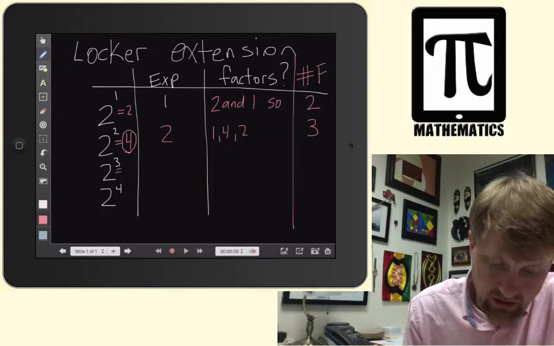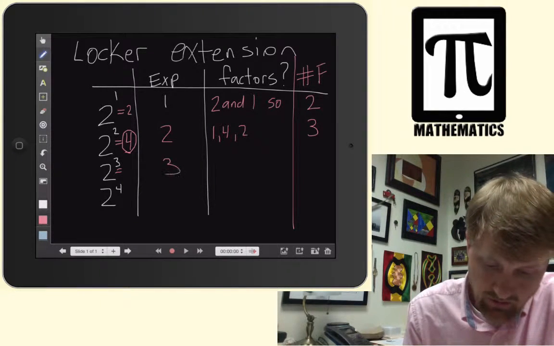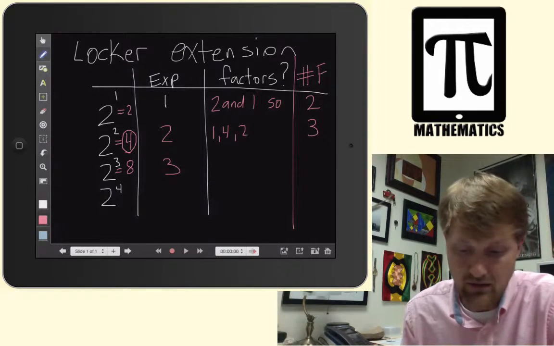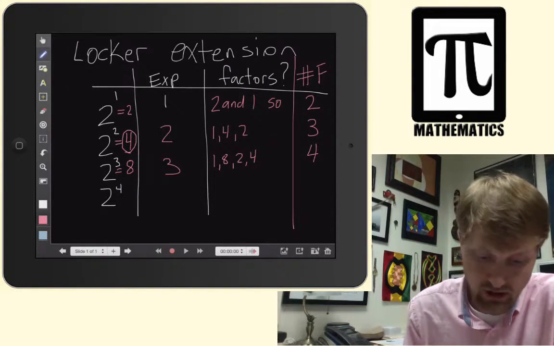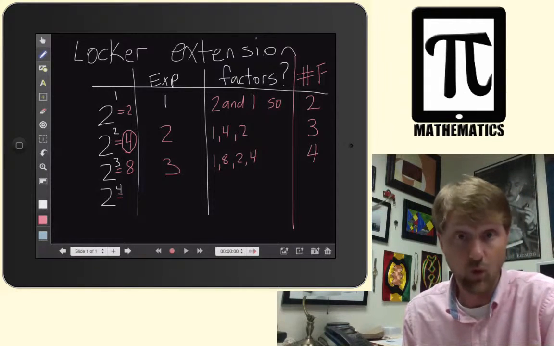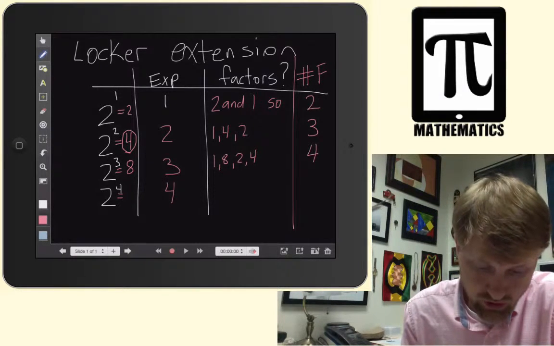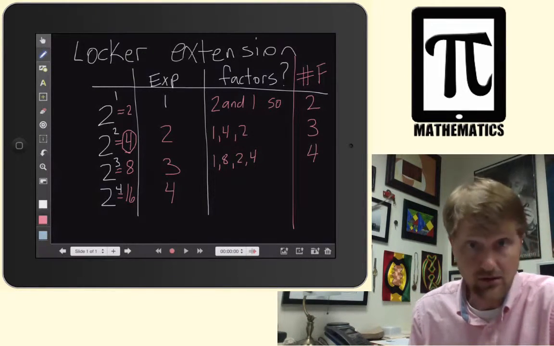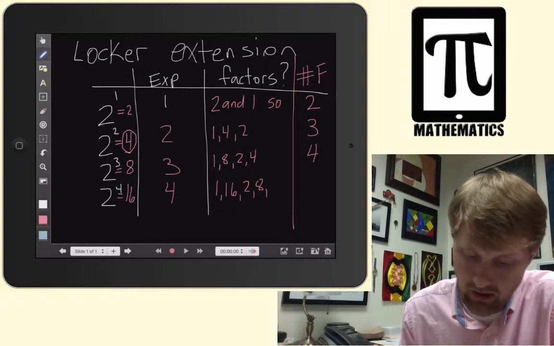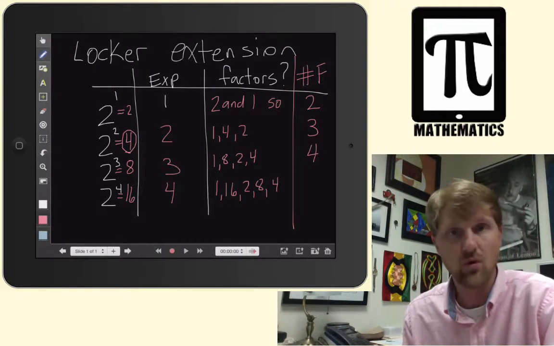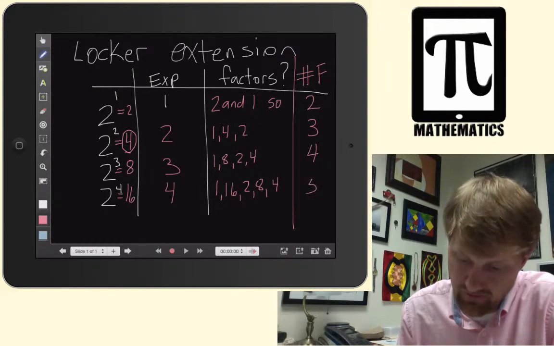2 raised to the third power, so an exponent of 3. 2 raised to the third power is 8. Factors of 8 are going to be 1 times 8, 2 times 4. So it has 4 factors. And then exponent of 4, 2 to the fourth power is 16. What are the factors of 16? 1 and 16, 2 and 8. How about 4 times 4? So it has 5 factors.